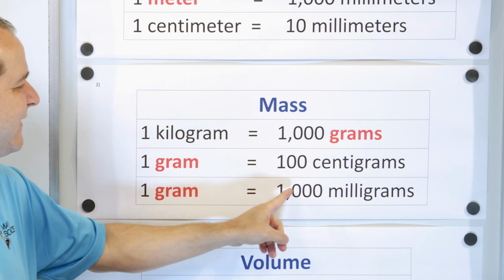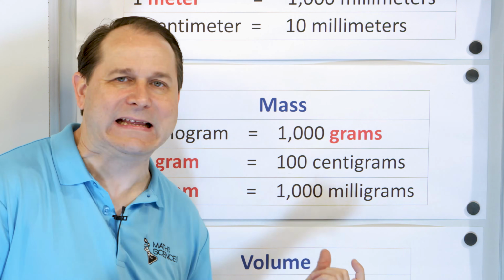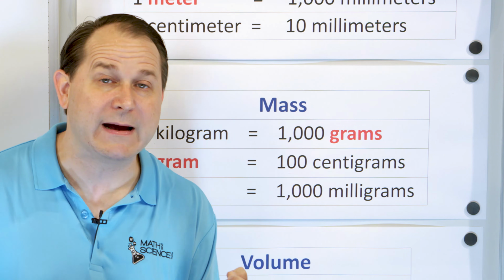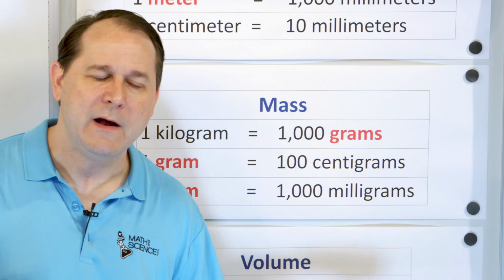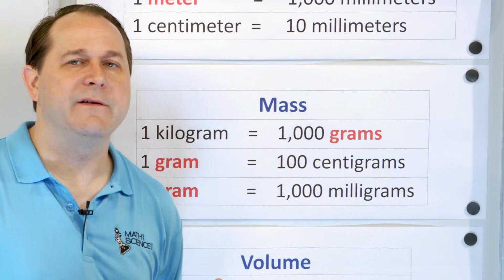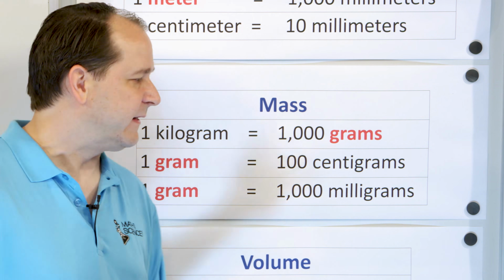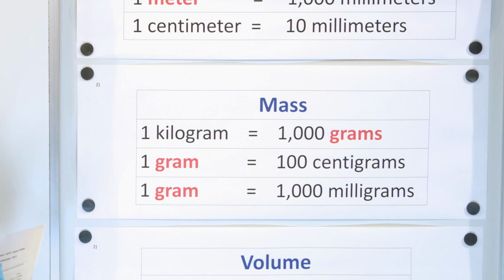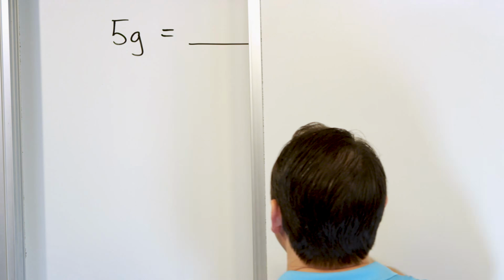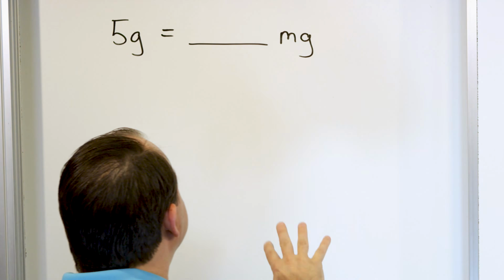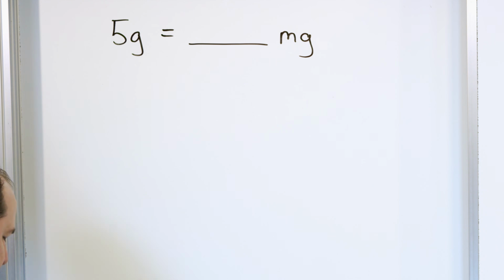1 gram is the same as 1,000 of these tiny, tiny things called milligrams, because a milligram is 1,000 times smaller than a gram. So to get 1 gram, I need 1,000 of these tiny, tiny things to get there. So 1 gram is 1,000 milligrams. Now, what you need to do is figure out a way to multiply or divide to make this thing work. This is how I want you to solve every unit conversion problem.